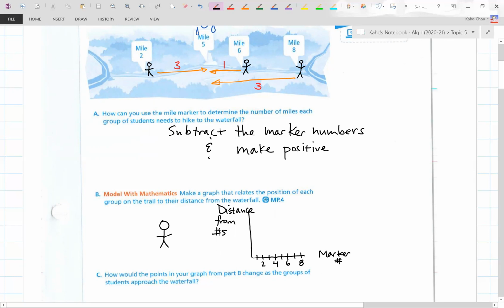And looks like our furthest distance from 5 is 3, so we'll just do it vertically. And when we plot the points, mile marker 2 is 3 away. We get a pattern. Mile marker 0, of course, is 0 away. We'll just put that right there. Mile marker 6 is 1 away. And mile marker 8 is 3 away. When we connect the dots, we'll get this pattern.